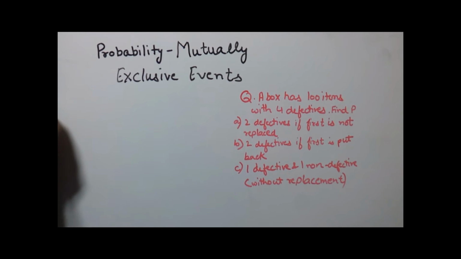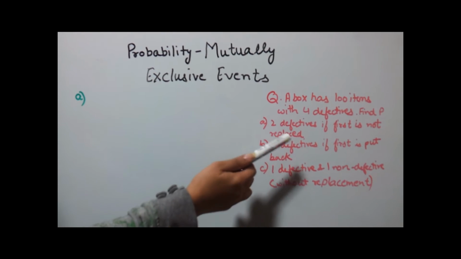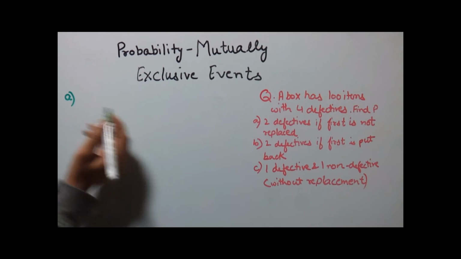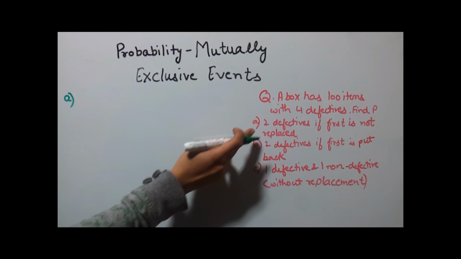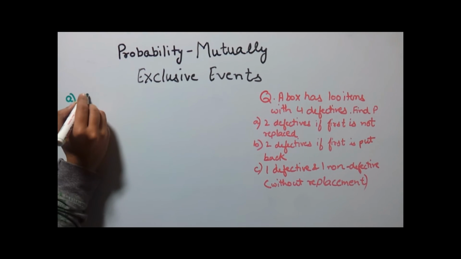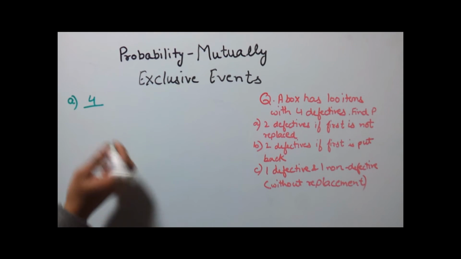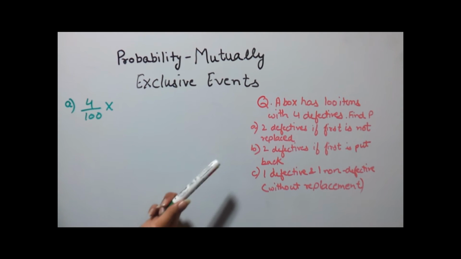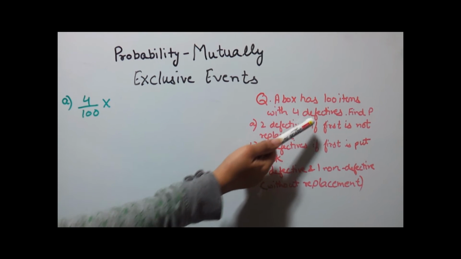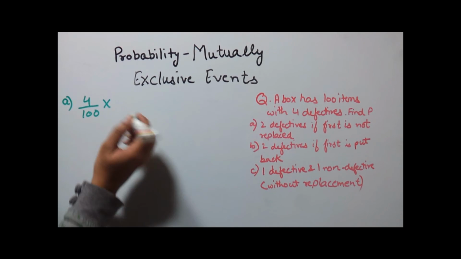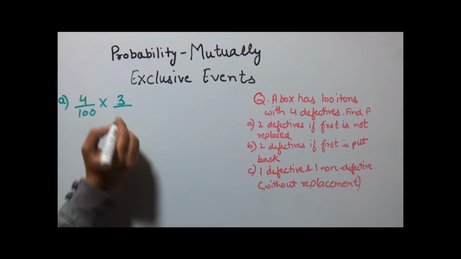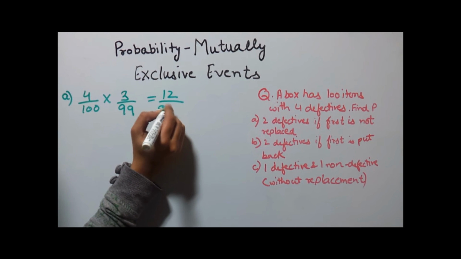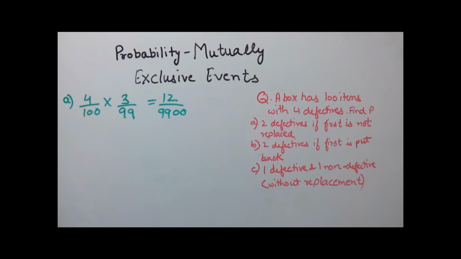Let's do this. In the first part, it has been said that 2 defectives if the first one is not replaced. So using the formula, the probability of the defectives: we find that there are 4 defectives out of the total number of items, which is 100, times the second one is also defective and it is without replacing. So the number of defective bulbs left with us is 3 upon the remaining number of items, 99, which gives us 12 by 9900 as the answer.